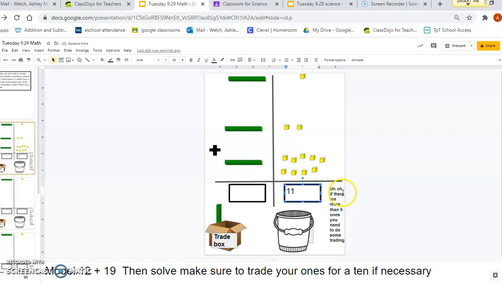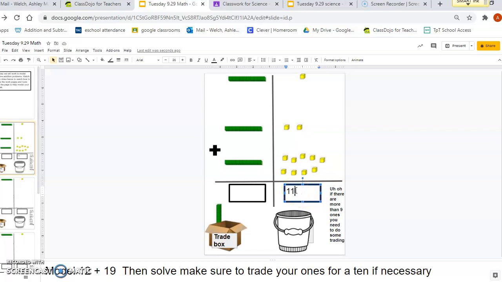But, ooh, I have to look at this note. It says, if there are more than 9 ones, you need to do some trading. Oh, yeah, because in place value, each place value, the ones place value, the tens place value, and so on, can only have one digit. Right now, 11, that's 2 digits, so I can't have 2-digit numbers in my ones place. So I'm going to have to do some trading.